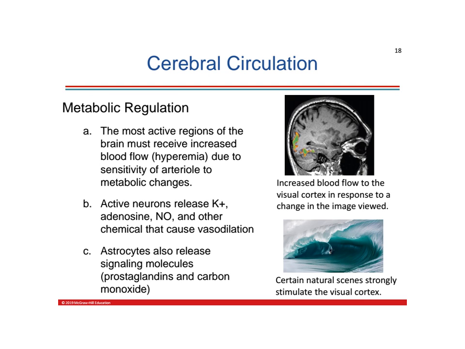Another form of intrinsic regulation within the brain that's very important is called metabolic regulation. In this type of regulation, the most active regions of the brain receive increased blood flow called hyperemia. And this is due to the sensitivity of the arterioles within the brain to metabolic changes. Active neurons release potassium, adenosine, nitric oxide, and other chemicals that cause vasodilation.